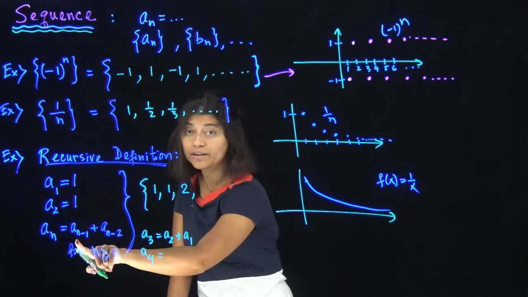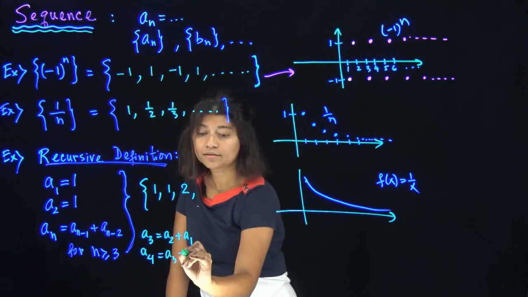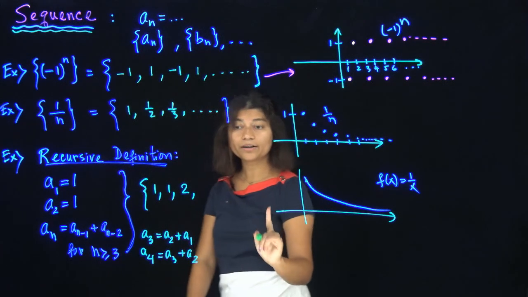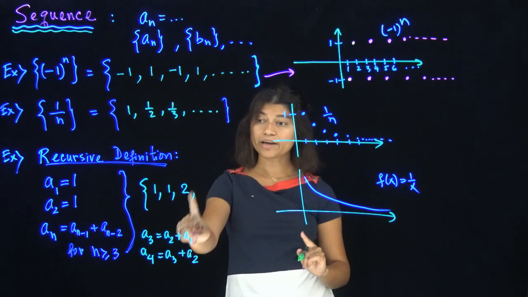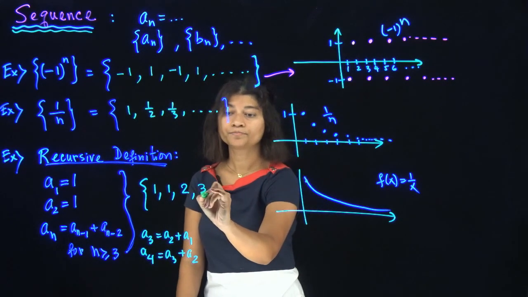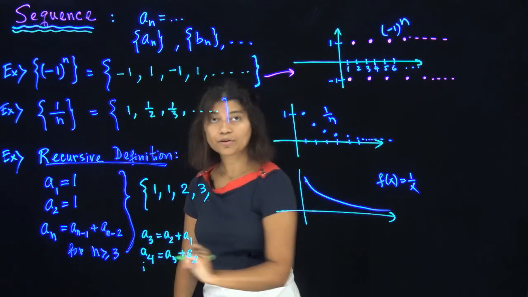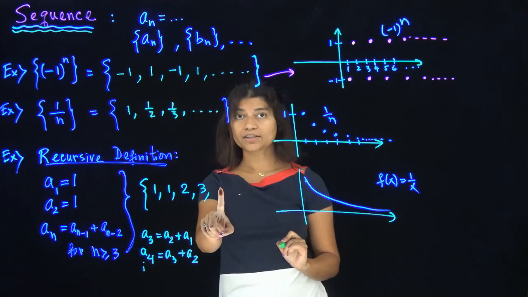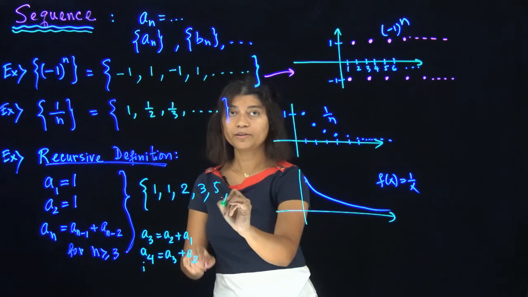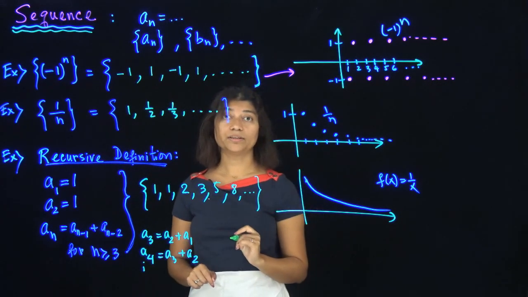Guess what a_4 will be then? Plug in 4, then 4 minus 1 is a_3, and 4 minus 2 is a_2. Do you get the pattern now? To find the next term, you have to add the previous 2 terms, a_3 and a_2. 2 plus 1, that's 3. Now you don't have to write all of this out, right? You understand how to find the rest. So what will be the next term? 3 plus 2, 5. What will be the next term? 5 plus 3, 8. That's what the sequence will look like.